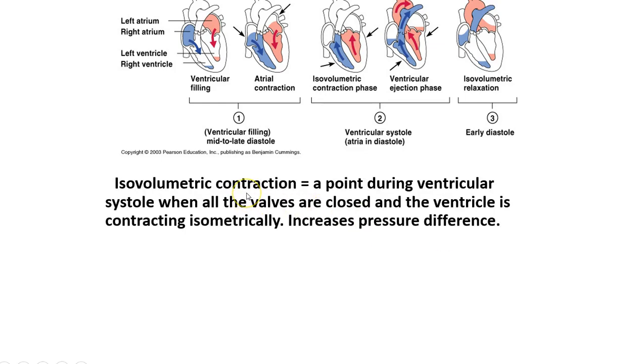Another term, isovolumetric contraction, a point during ventricular systole when all the valves are closed. So right here, that's when you're going to get that pressure because you're squeezing the balloon, but all the valves are closed, and that's going to increase the pressure in the ventricles to the level that they need.